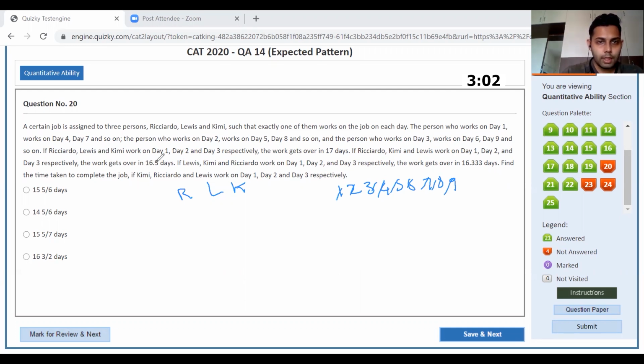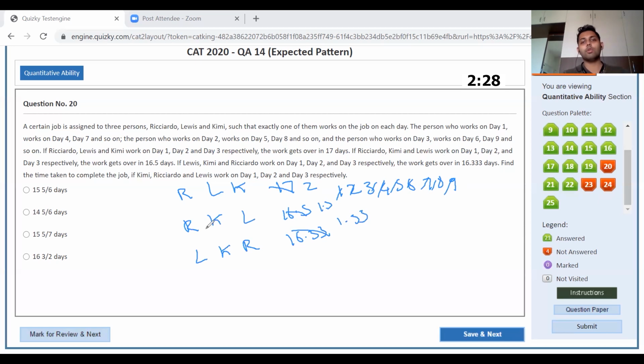If Ricardo, Lewis, and Kim work on day 1 to 3, work gets over in 17 days. So Ricardo, Lewis, Kimi, 17 days. Ricardo, Kimi, Lewis, 16 and a half days. And Lewis, Kimi, Ricardo, 16.33 days. Now guys, with this we can see that multiples of 3, the work done is equal. So basically, until 15 days, it's fine. Until 15 days, work done is equal, no matter who started.